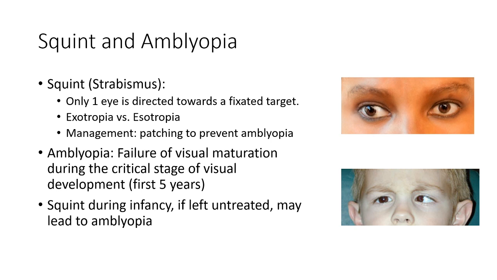Squint during the first 5 years of age may lead to failure of visual maturation of the affected eye. These will lead to amblyopia or lazy eye and thus permanent blindness. Amblyopia can be prevented by patching the non-affected eye during this critical stage of visual development and forcing the squinting eye to focus on fixated objects.